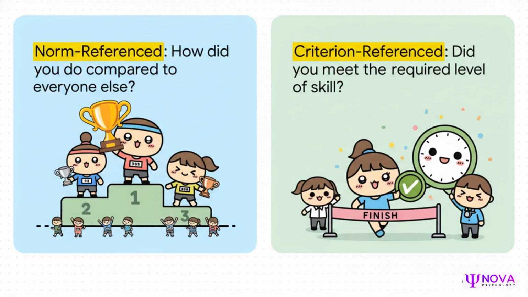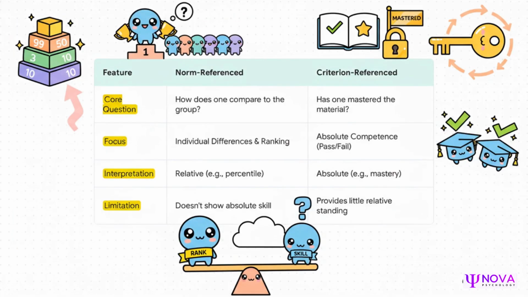A criterion-referenced approach asks a totally different question. Did you finish in under 4 hours? It's not about the other runners, it's about whether you met a preset standard, a fixed criterion. And this table just lays out that division so clearly. Norm-referenced tests are all about ranking and spotting individual differences. The big question is, how do you compare? But here's the catch. Scoring in the 99th percentile doesn't actually tell you what specific skills you have, just that you have more of them than most people.